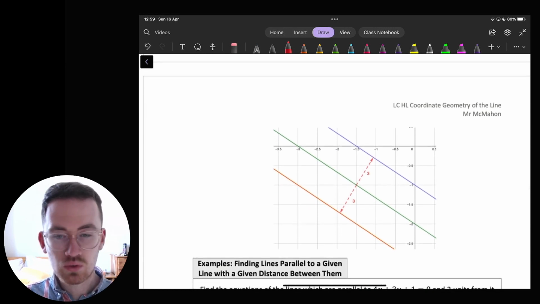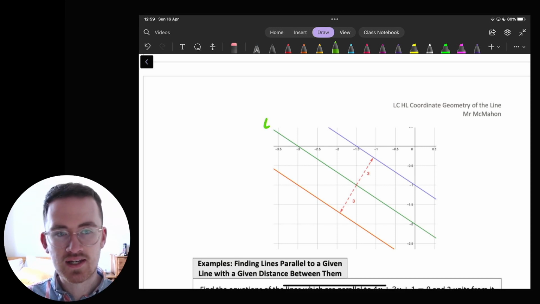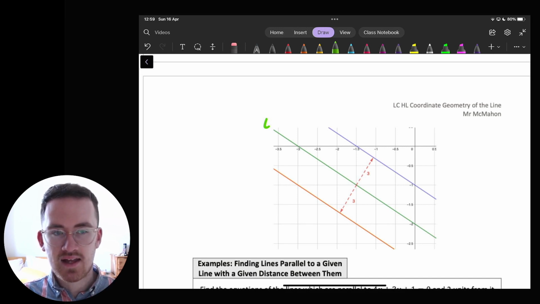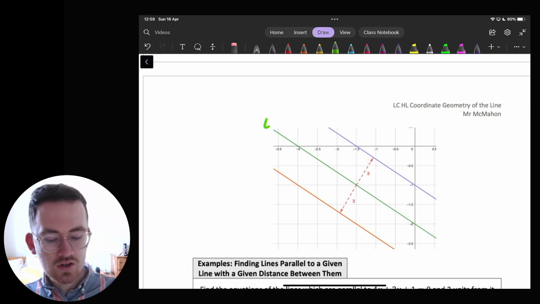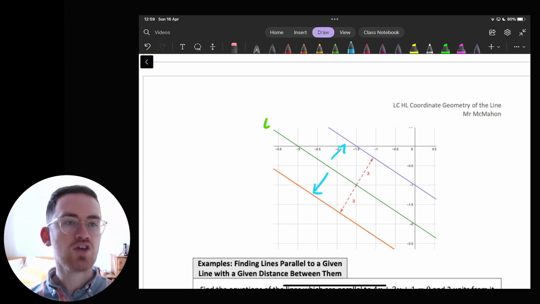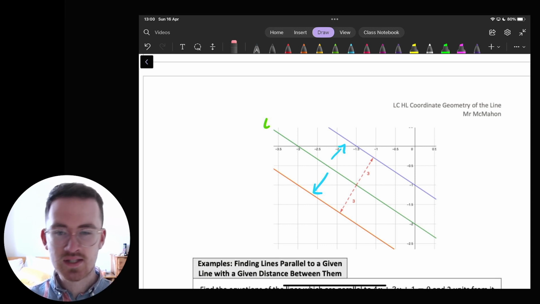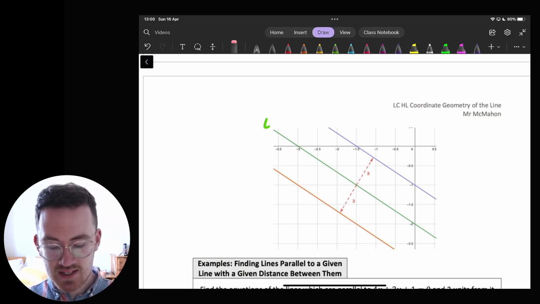If I was told the equation of this green line, we'll call this L, and I'm told that there is another line that is parallel to L that is a distance of 3 units away, then I could have this blue line, so it could be 3 units this way, but it could also be 3 units the other way from L. So I could be on either side. This is why it's important with these questions that you take this into consideration. And once again, we're getting two answers because we have a modulus. It comes back to the same idea again.